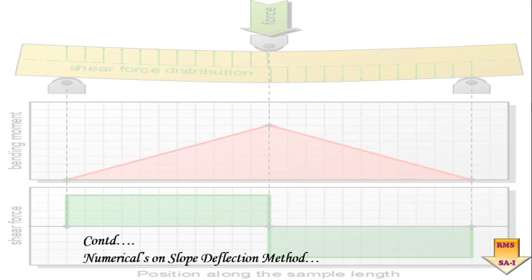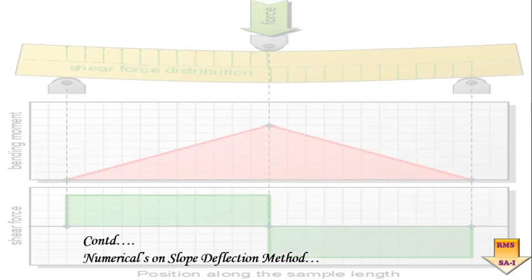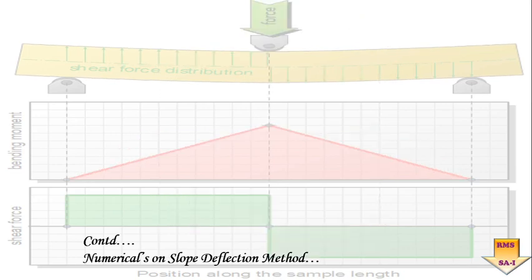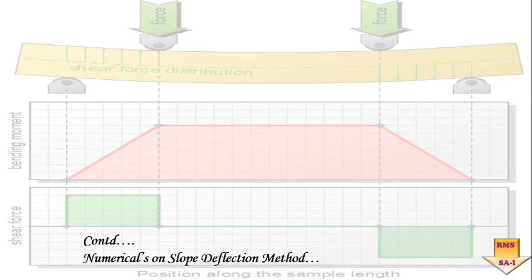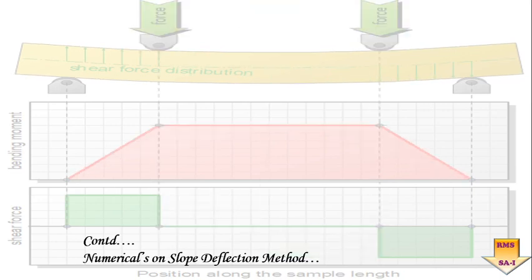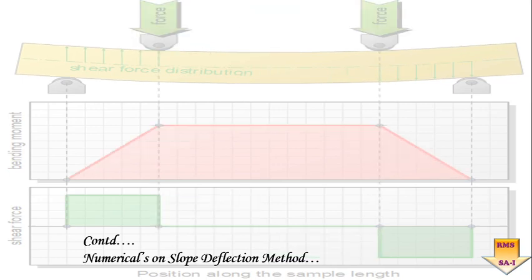Moving ahead, in the next class we shall be looking at slope deflection method numericals. So I hope you all are getting what the slope deflection method is and what is the procedure to be followed, and you have also understood, I guess, how that governing equation is to be formed.